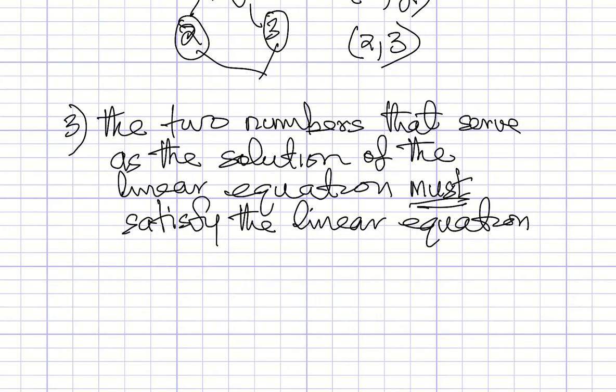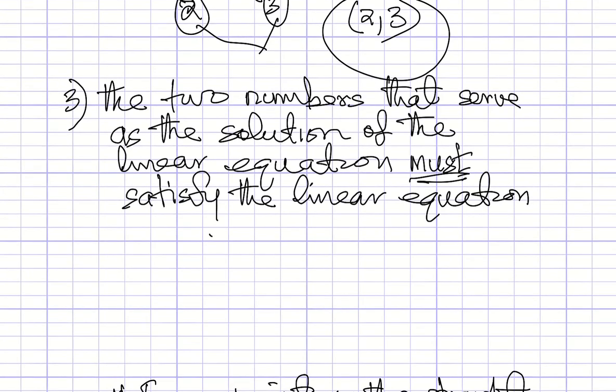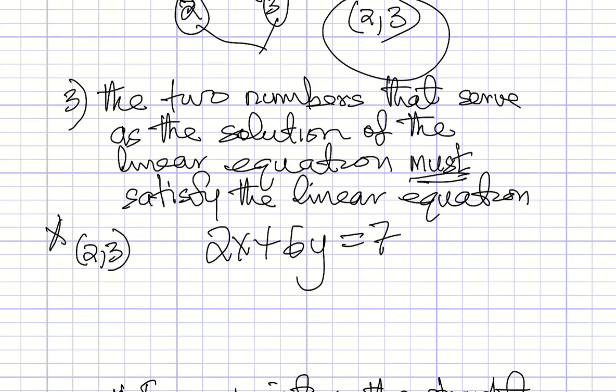All right. Also note that the two numbers that serve as the solution of the linear equation must satisfy the linear equation. What does that mean? Well, if you have two numbers, remember we'll have a 2 and 3 over there. Let's say the equation is 2x plus 6y equals 7. If you put those pair of numbers that you find as a solution, let's say this is the solution, if you substitute them in here, the value of x and the value of y, they must satisfy the equation. You should have 7 on the right side and 7 on the left side.